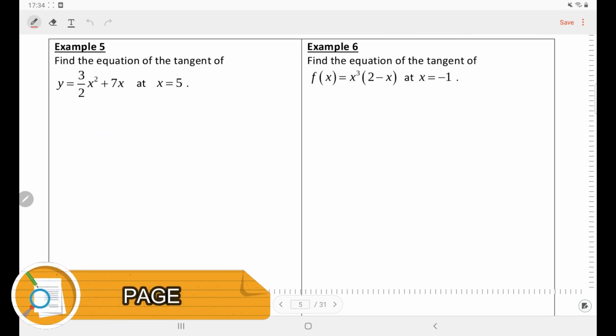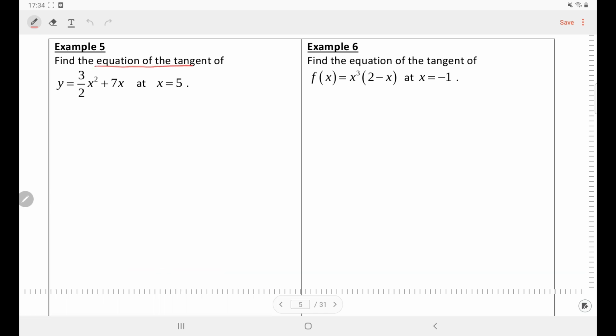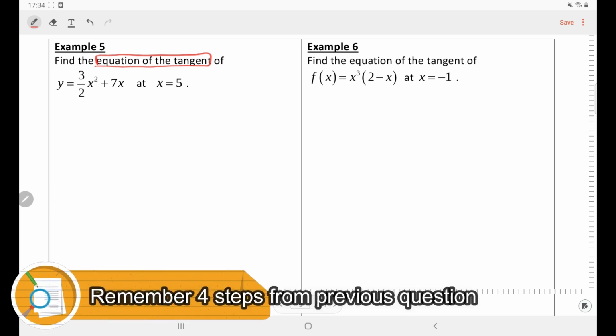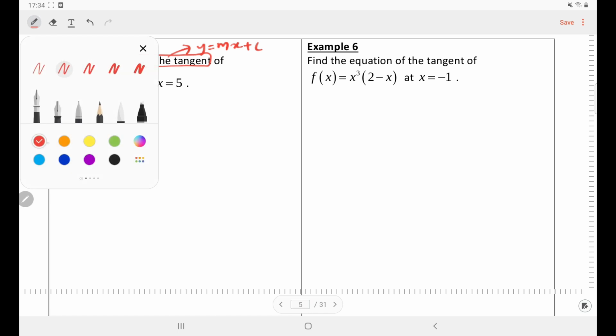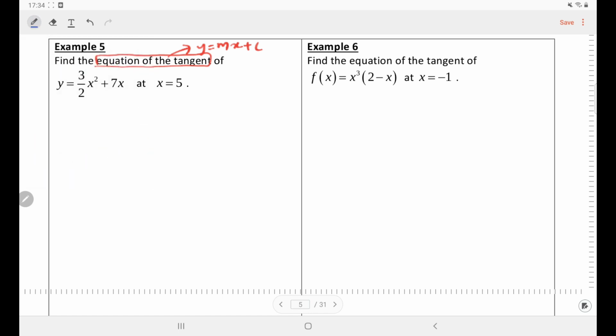Okay, so let's look at example 5. We need to find the equation of the tangent. So, bila ada je perkataan equation of the tangent, awak kena cepat-cepat tulis. Ini sebenarnya yang kita nak cari ialah this straight line. Okay, persamaan straight line itulah. Alright, so given a curve, a quadratic curve and a point, bukan a point, a value of x iaitu 5. Nilai y kita tak tahu lagi.